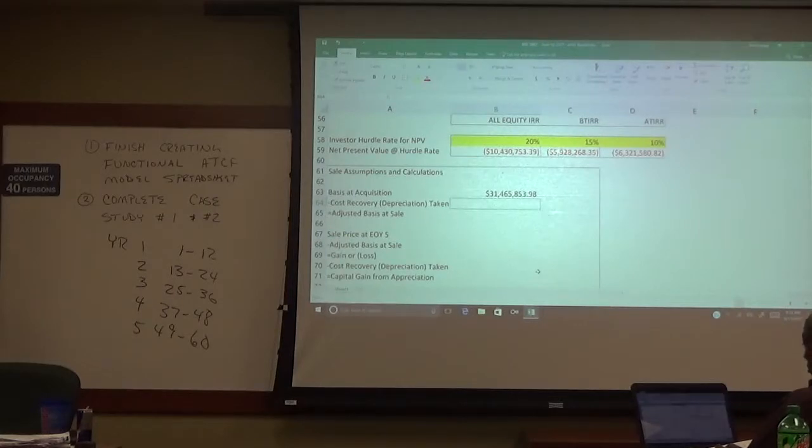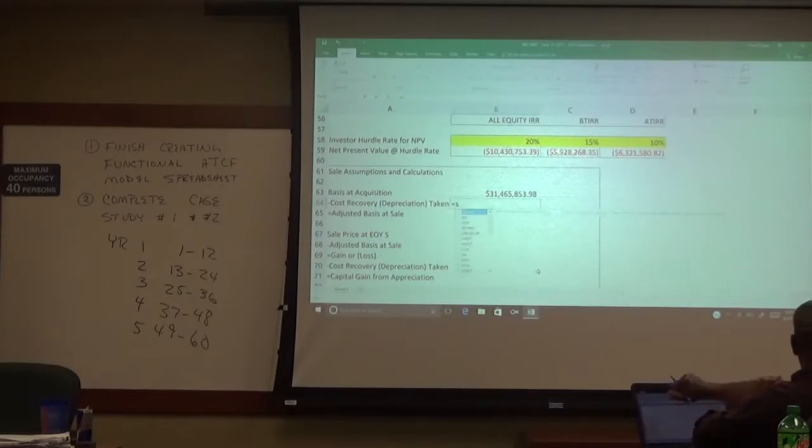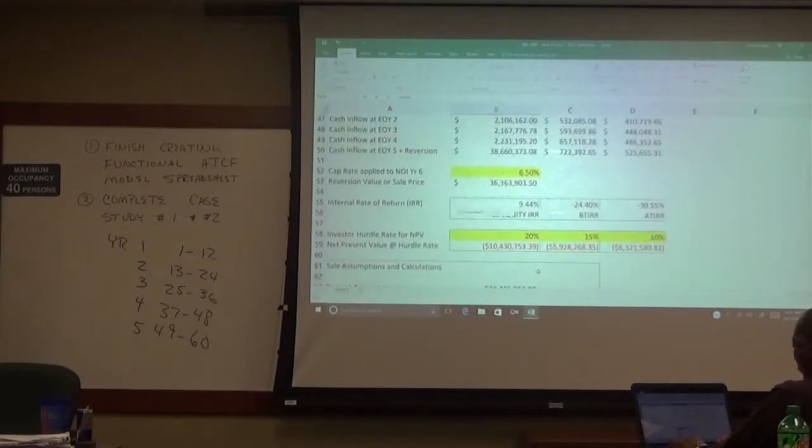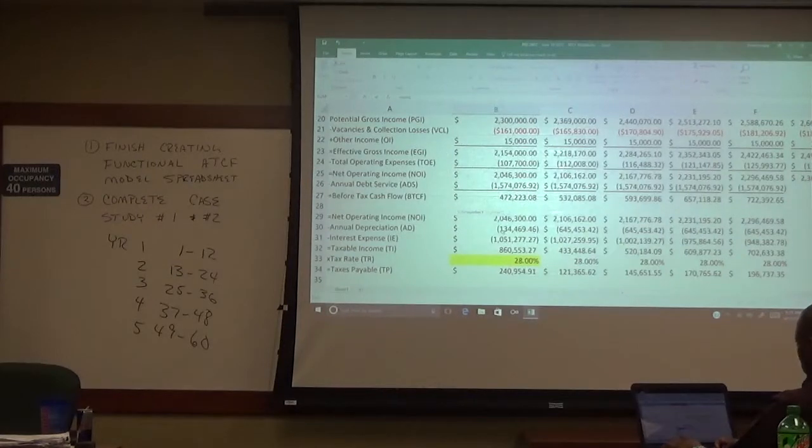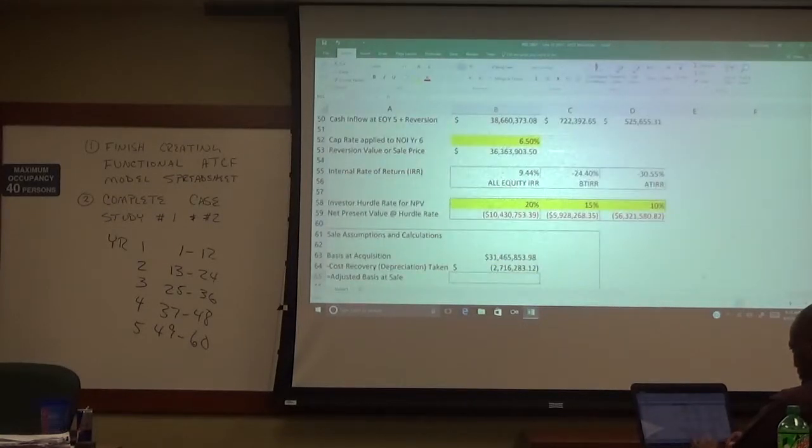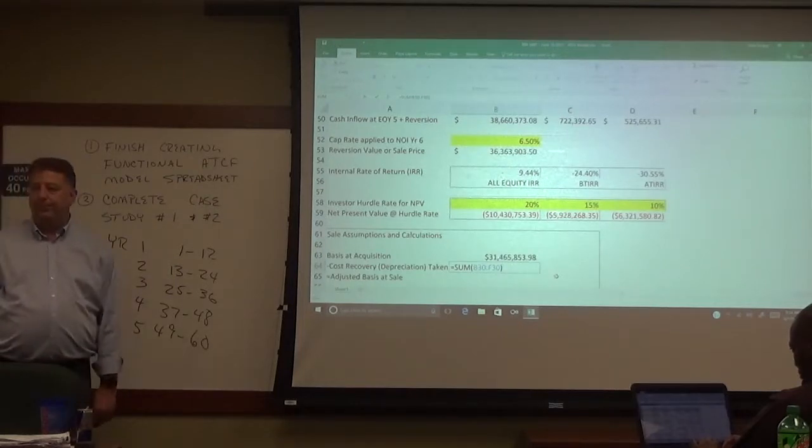All right, cost recovery, depreciation taken. As I said, this is simply going to be a summation of years 1 through 5 of the depreciation line. So you're going to do equal, SUM, open parentheses, and we're going to go up to the line where we have annual depreciation, and highlight all 5 years. So you're going to have basically B30 colon F30, close the parentheses. You should get negative 2,716,283.12 if you did it correctly. Once again, B30 colon F30.